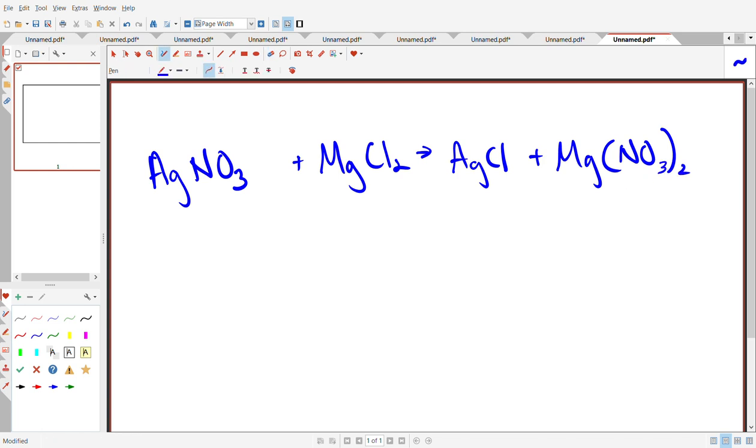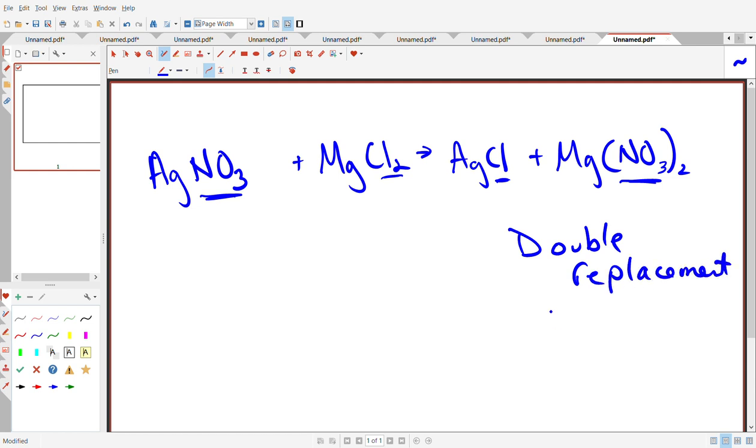Okay. So here we have AgNO3 and now MgCl2... here we have Mg(NO3)2, and here AgCl. So that's called double replacement. And with double replacement, I see two compounds on each side, and they switch partners, if you want to say.